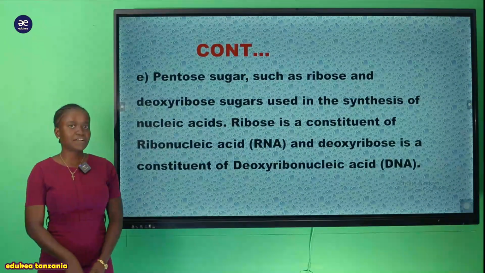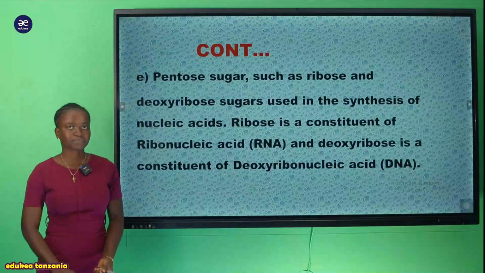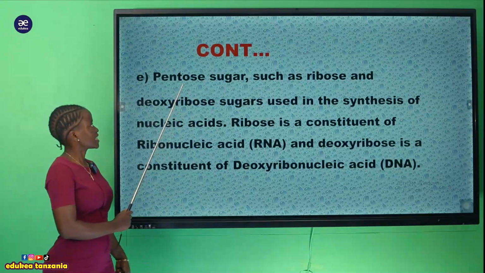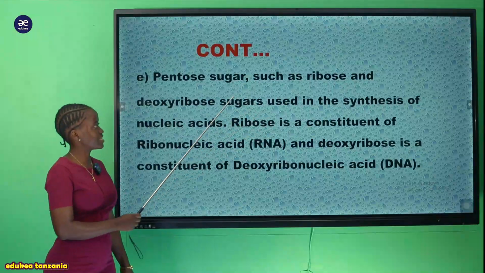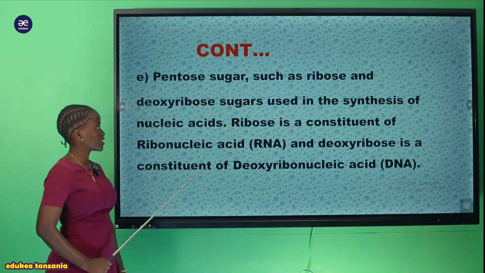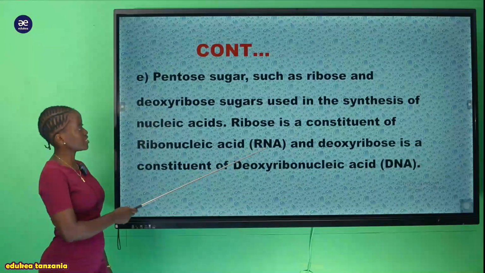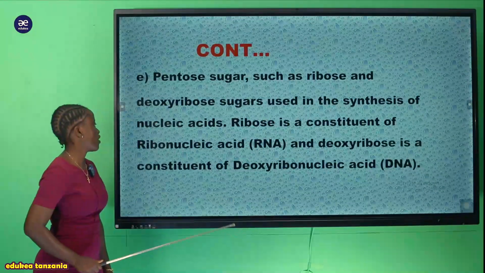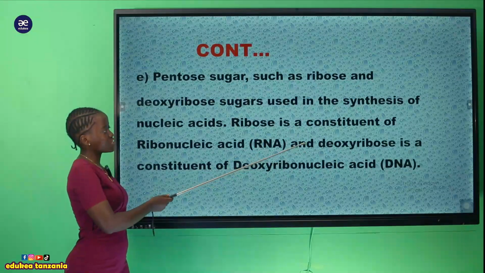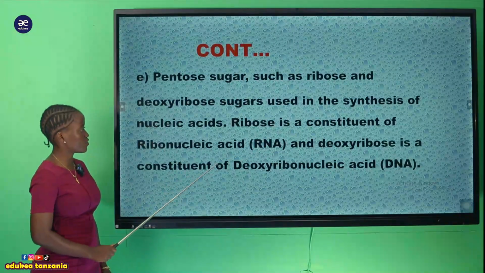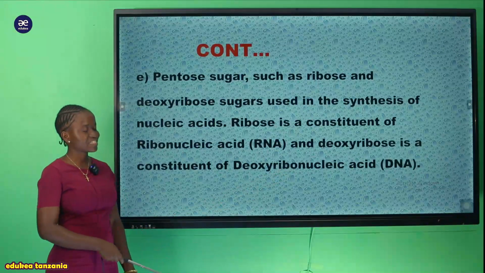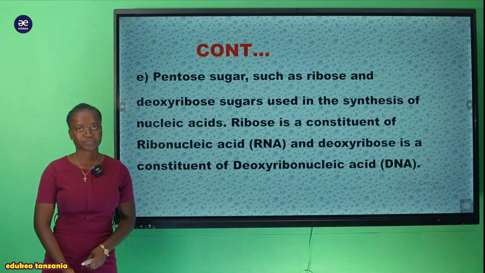Also, we have another function of the carbohydrate, and this is, we are talking about pentose sugar. That is, the pentose sugar, such as the ribose and deoxyribose sugar, used in the synthesis of nucleic acid. That is, the ribose, it constitutes the ribonucleic acid, that is RNA, and deoxyribose it constitutes the formation of deoxyribonucleic acid, that is DNA.